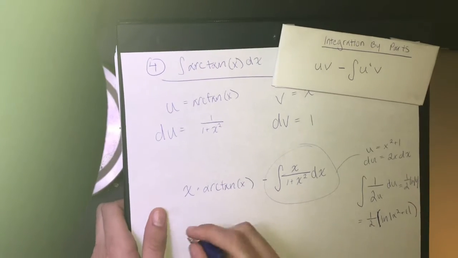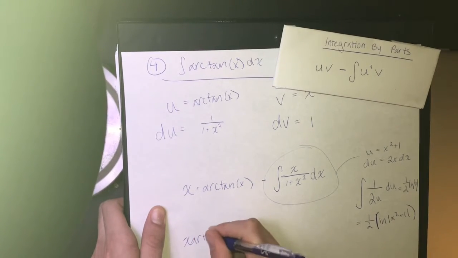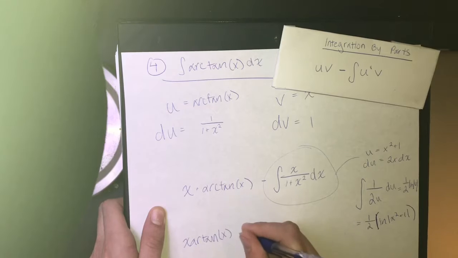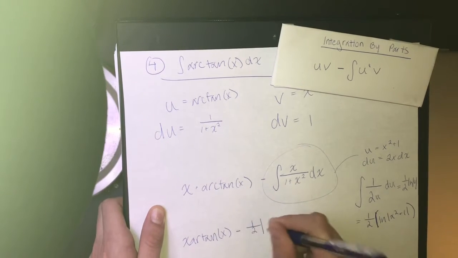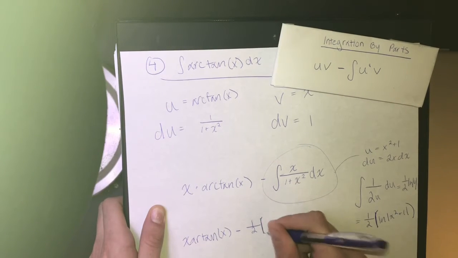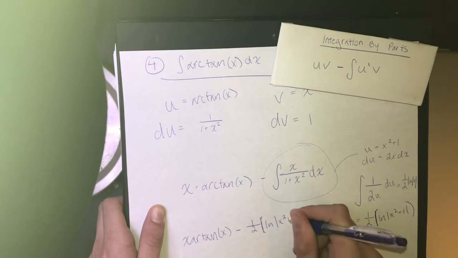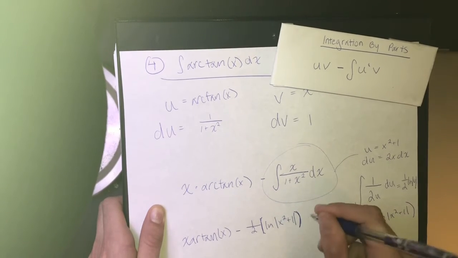And with that done, it's time to find our final answer, which is going to be x times the arctangent of x minus 1/2 natural log of x squared plus 1 plus c.